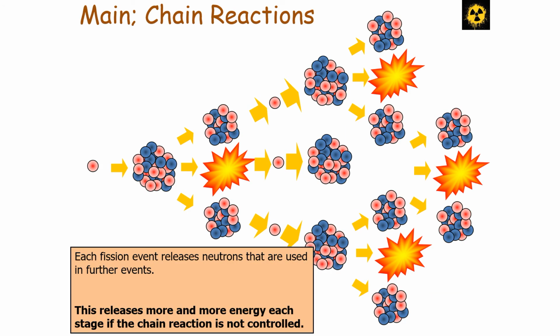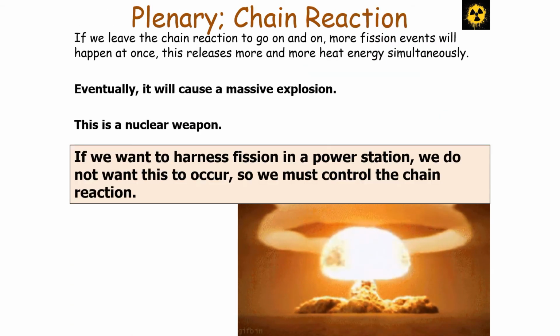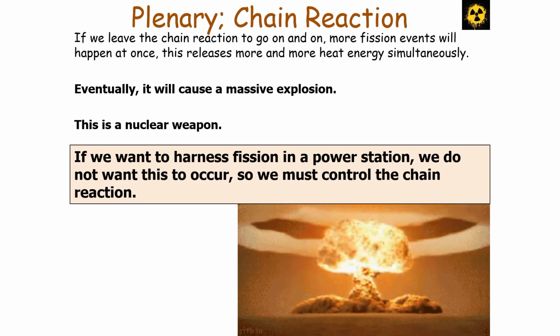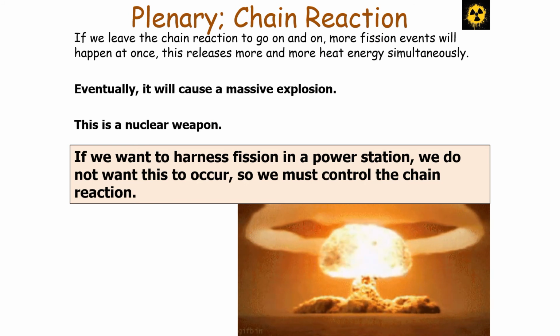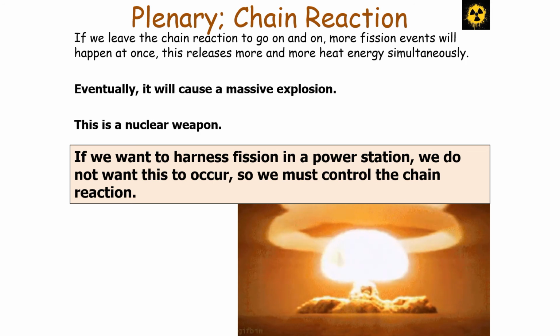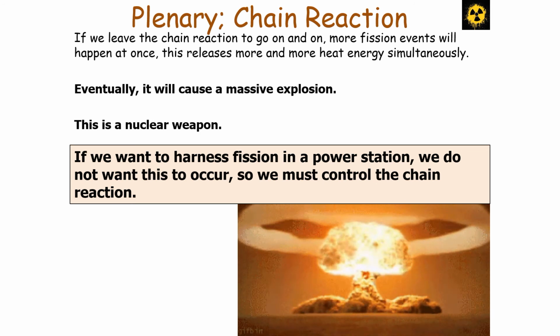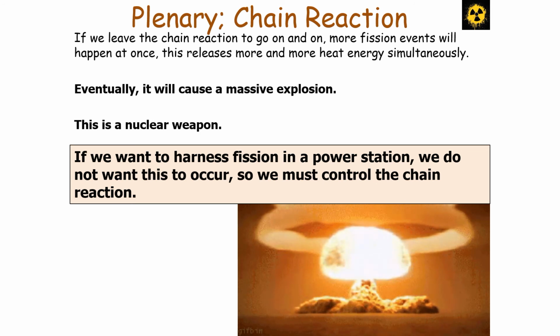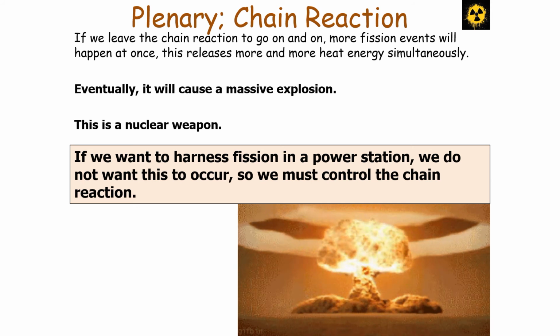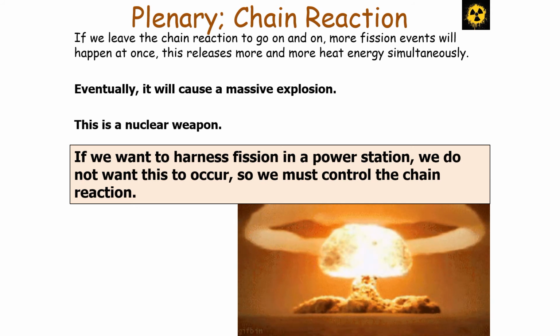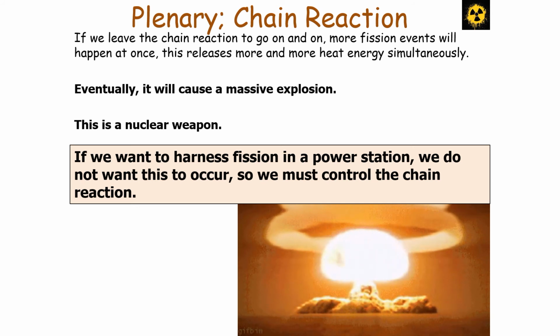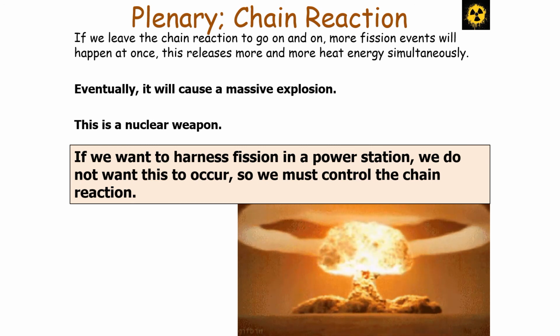So each fission event releases neutrons that are used in further events. This releases more and more energy at each stage if the chain reaction is not controlled. If we let the chain reaction go on and on, more fission events will happen at once, which releases more and more energy simultaneously. This will eventually cause a massive explosion, which is a nuclear weapon. So if we want to harness nuclear fission in a power station, we don't want this to occur, so we've got to control the chain reaction.